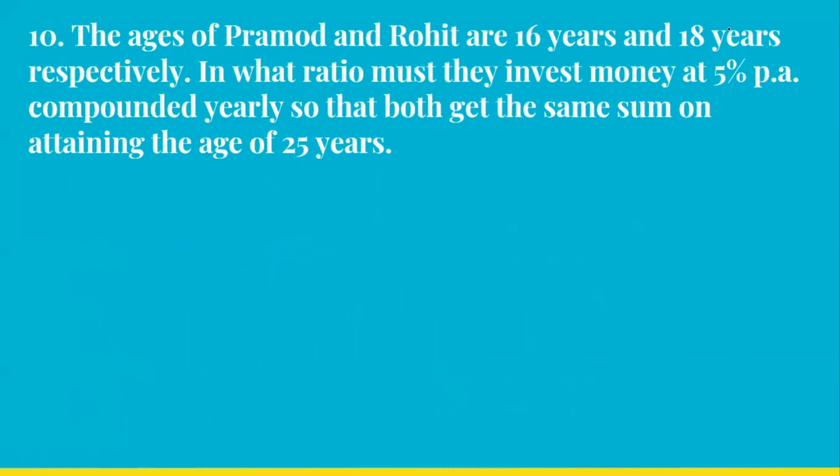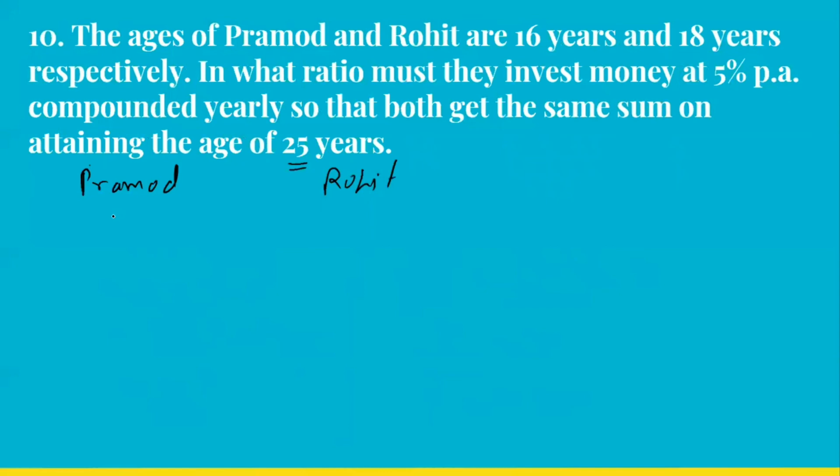The ages of Pramod and Rohit are 16 years and 18 years respectively. Okay. In what ratio must they invest money at 5% per annum compounded annually so that both get the same sum at 25 years? Okay. So let us take the Pramod, the money that Pramod invested. So you are asked at what ratio they must invest. So let us take the Pramod here and this is Rohit.